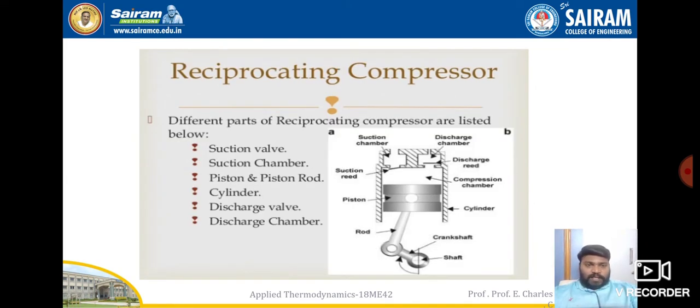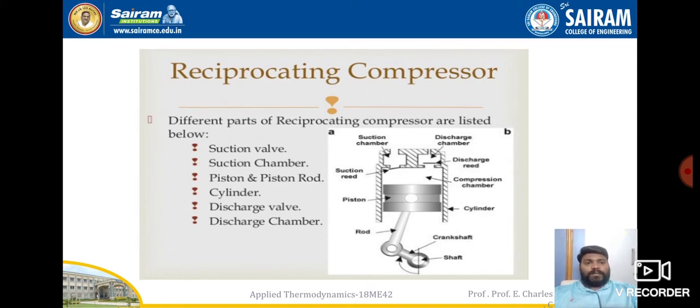Now this is the constructional details of reciprocating compressors. There are different parts you can see in these reciprocating compressors: suction valve, suction chamber, piston and piston rod, cylinder, discharge valve and discharge chamber. If you look into this diagram in detail, on top of it there will be two different valves. One is a suction valve or chamber, or discharge chamber.